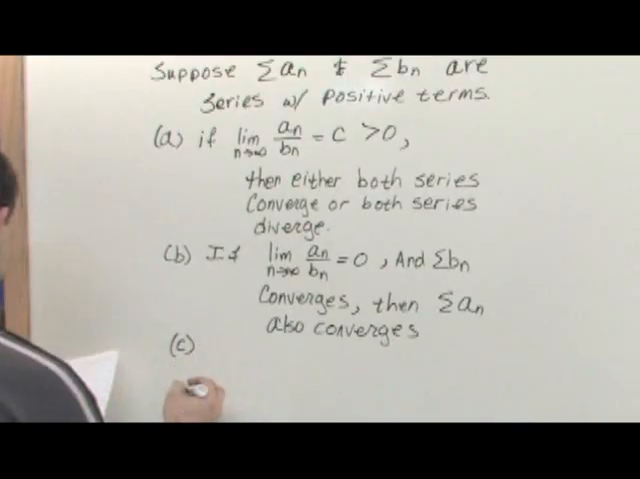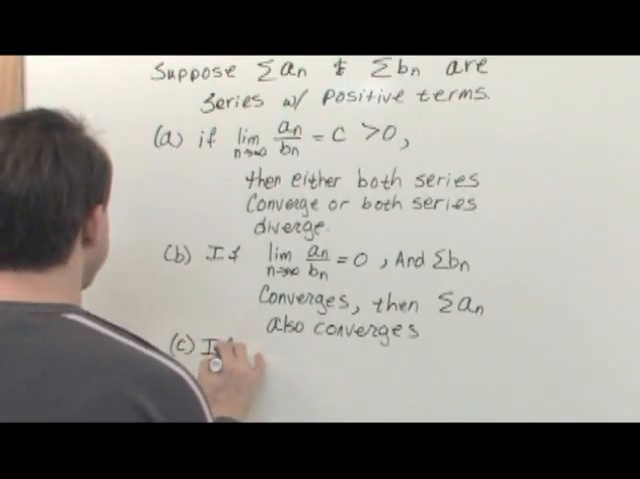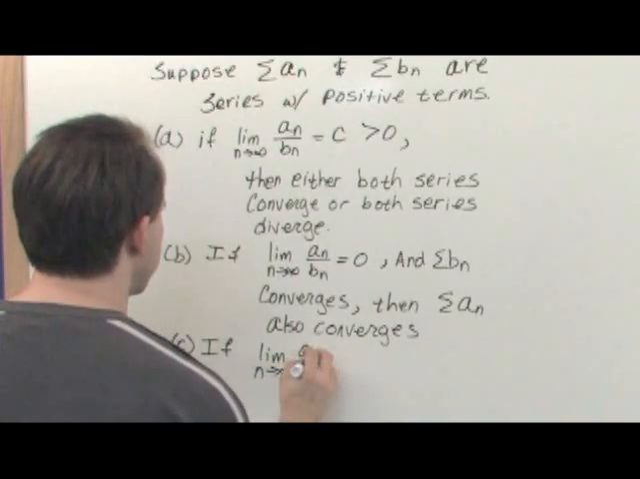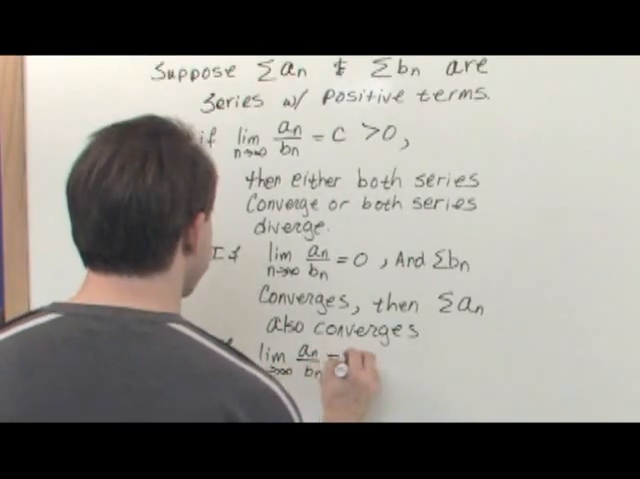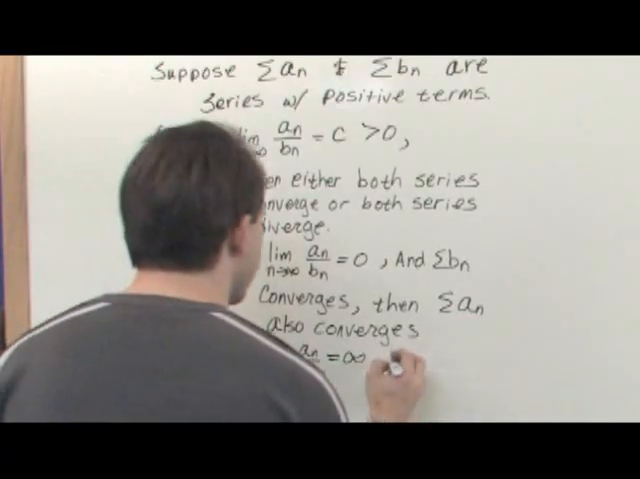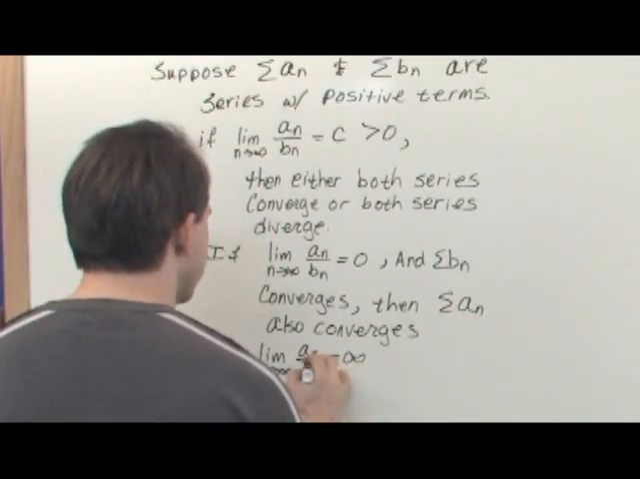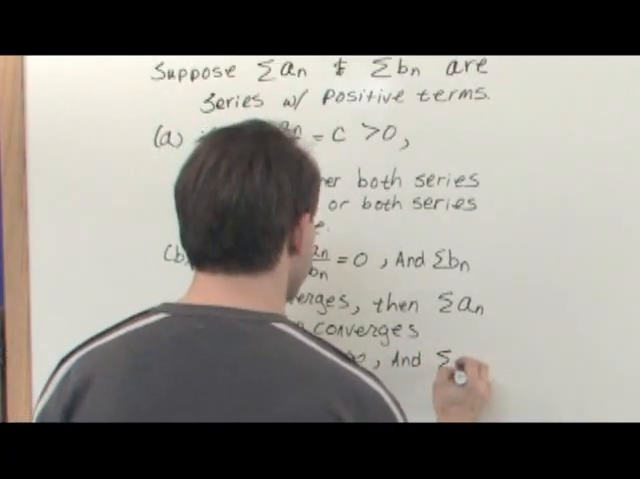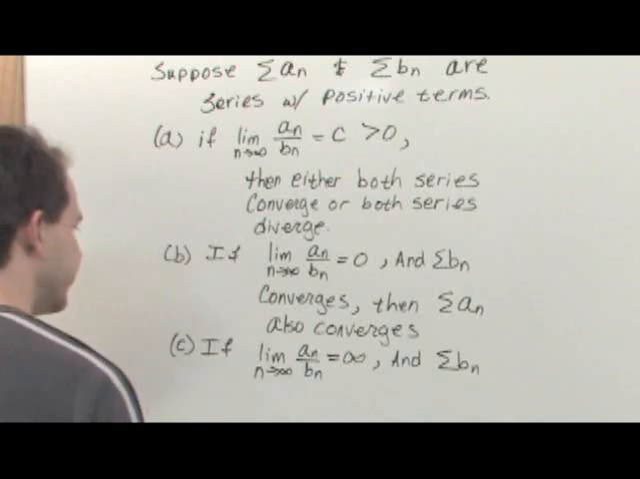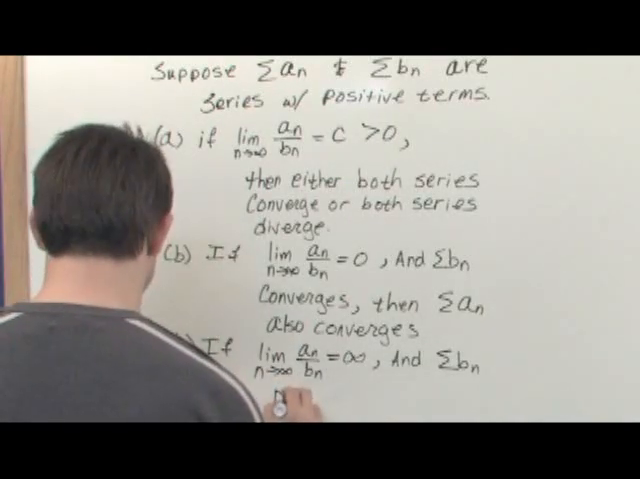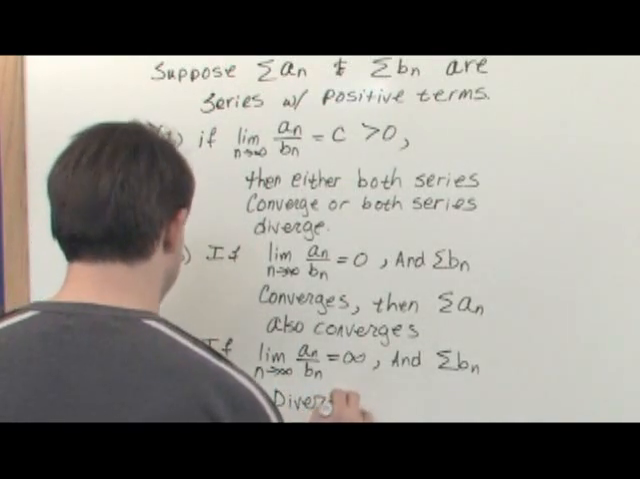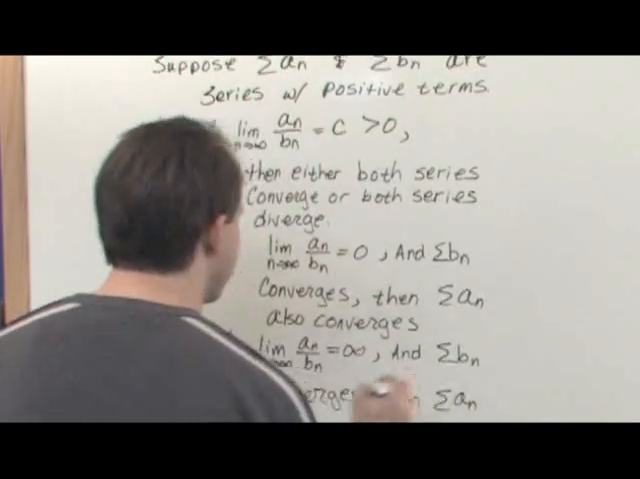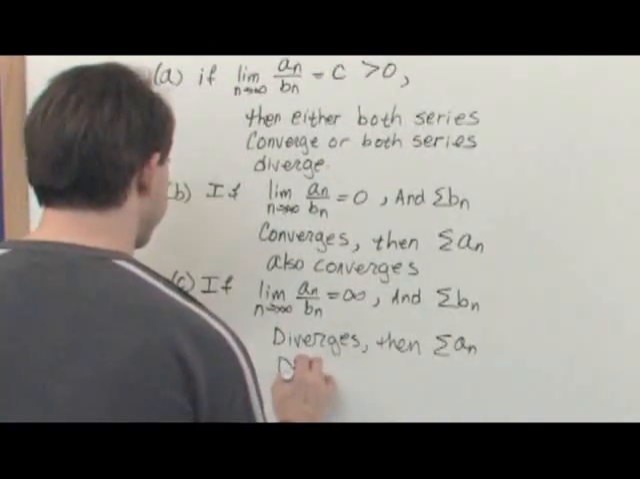Okay, now part C. And this is the final part. If the limit, I bet you can guess, n approaches infinity of a sub n over b sub n is infinity, so it diverges. Okay, so if the ratio of the elements here goes to infinity, and you can prove that the sum b sub n diverges, then the original series you care about also diverges.